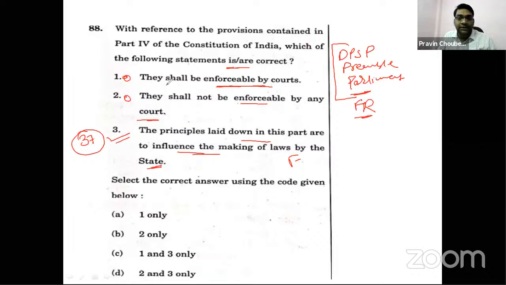Now statement 1 says they shall be enforceable by court. So when you compare the difference between fundamental right and DPSP, fundamental right is more protected. It will always be enforceable by the court.